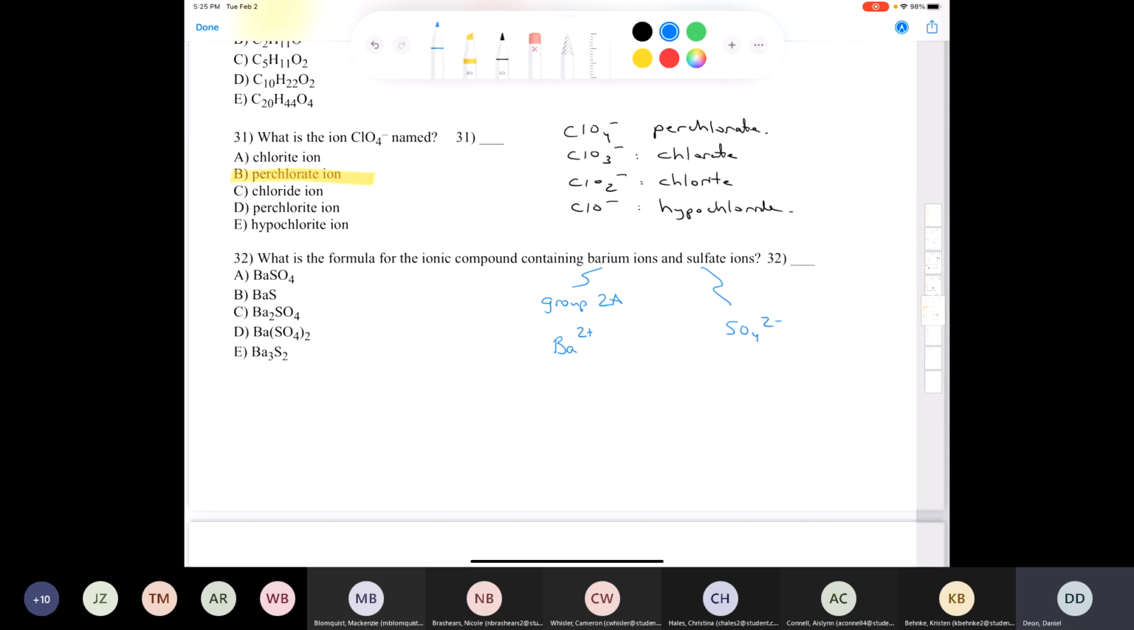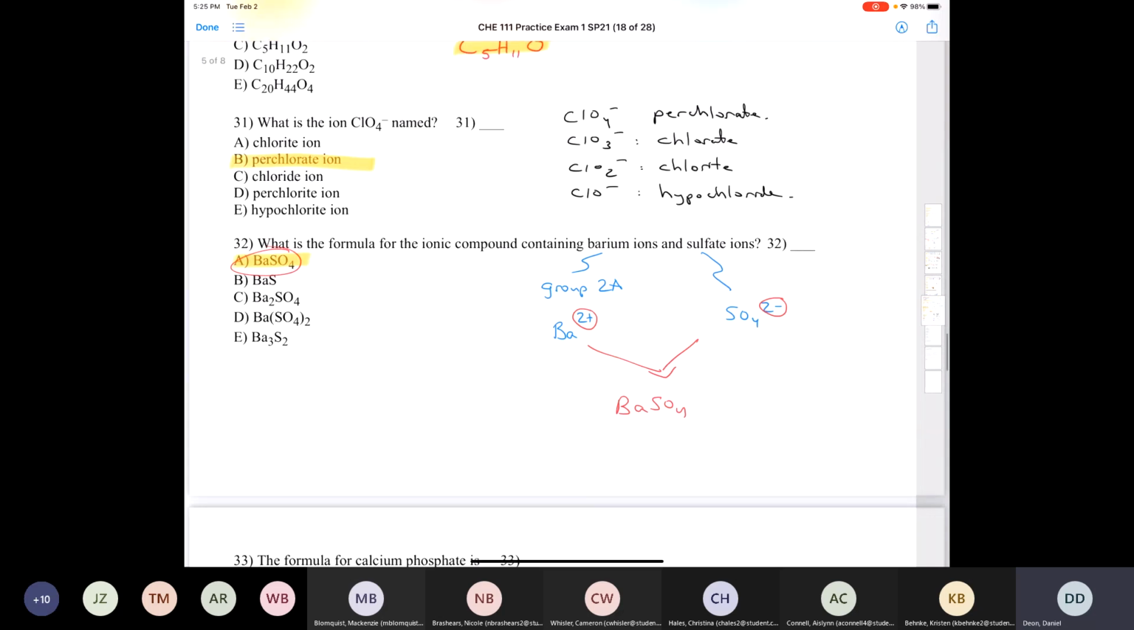Well, you can see that this is going to work out pretty easily because we have a 2 plus and a 2 minus, right? So all I have to do is combine the barium 2 plus and the sulfate together in a 1-to-1 ratio, and I'm going to end up with an ionic compound that has no charge. I put those together in a 1-to-1 ratio, and I end up with BaSO4, barium sulfate, like that.